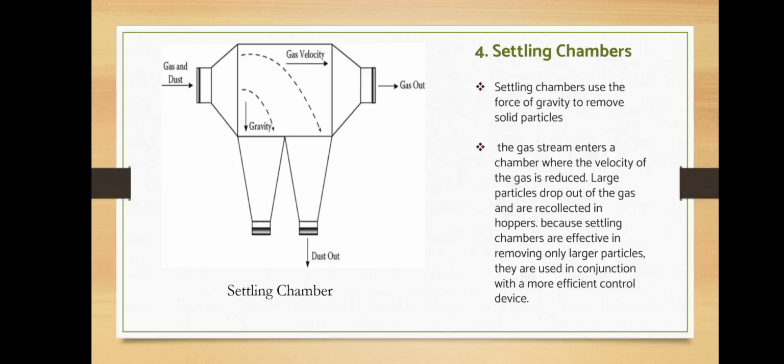And fourth is settling chamber. Settling chambers use the force of gravity to remove solid particles. The gas stream enters a chamber where the velocity of the gas is reduced. Large particles drop out of the gas and are collected in hoppers. Because settling chambers are effective in removing only larger particles, they are used in conjunction with a more efficient control device. Now see the figure of the settling chamber process.